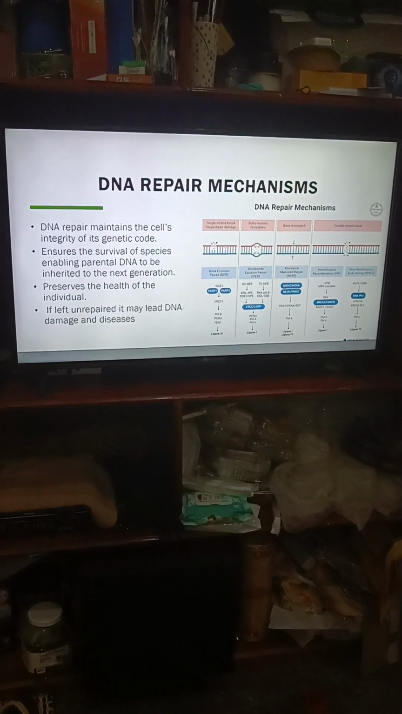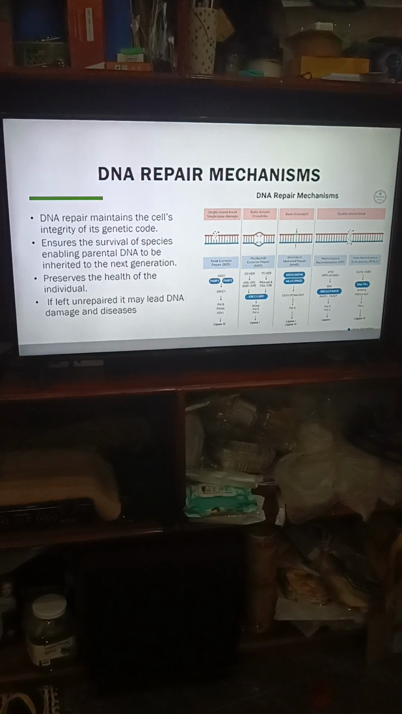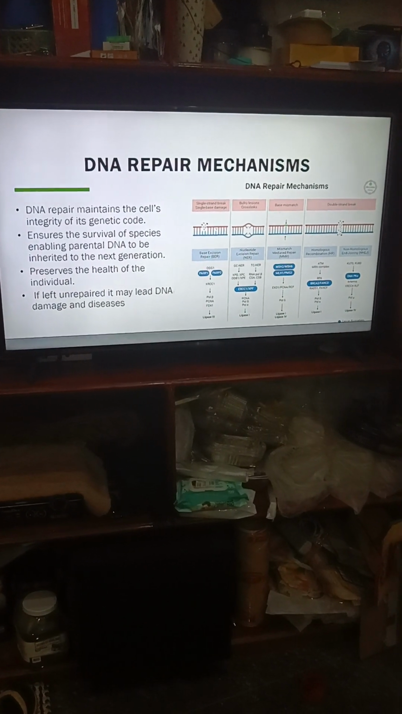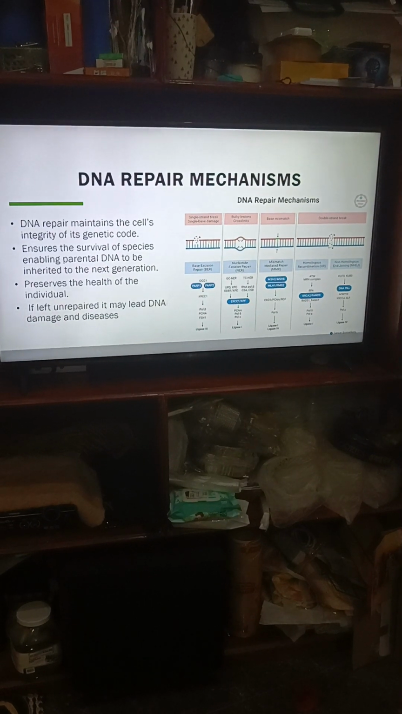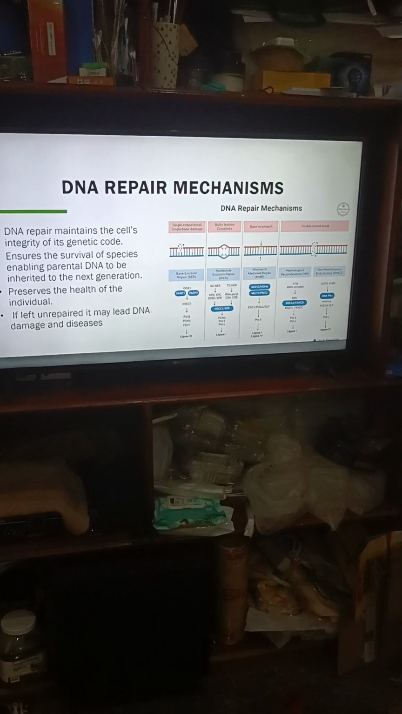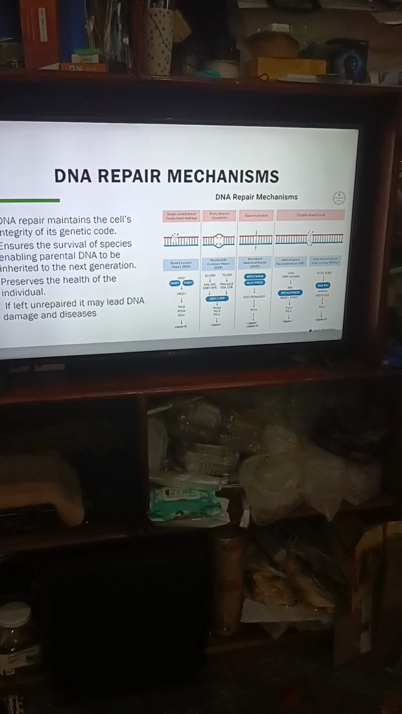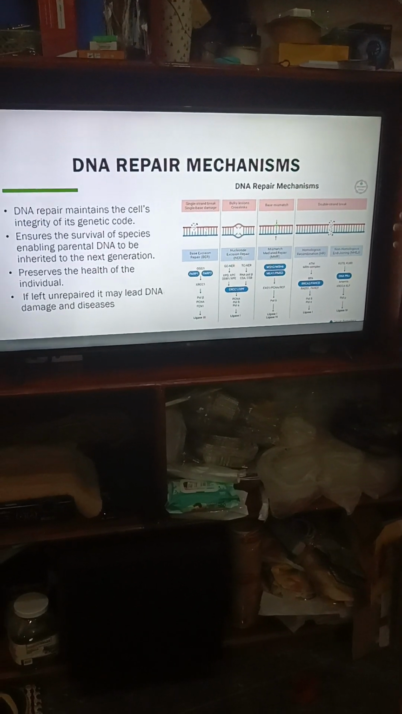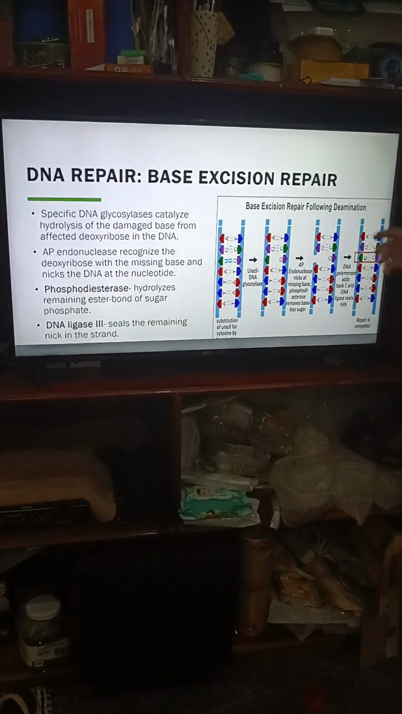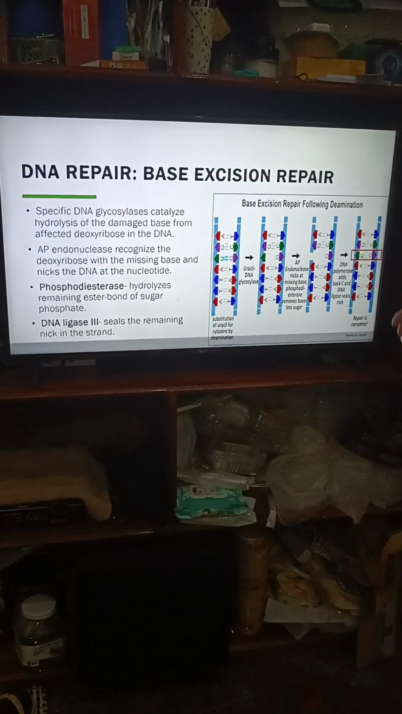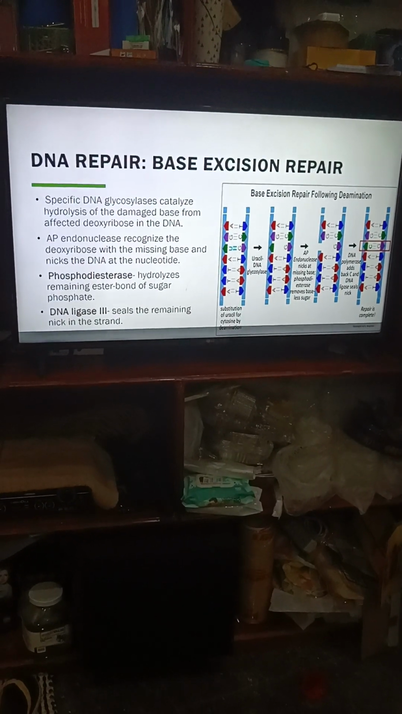DNA repair maintains the cell's integrity of its genetic code. And this ensures the survival of species, enabling the parental DNA to be inherited to the next generation, which preserves the health of the individual. If left untreated, it may lead to DNA damage and diseases. So the first DNA repair mechanism is base excision repair.